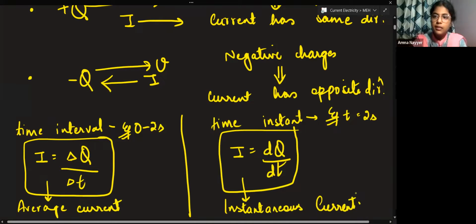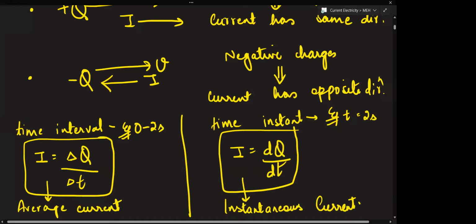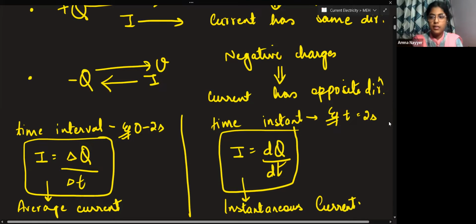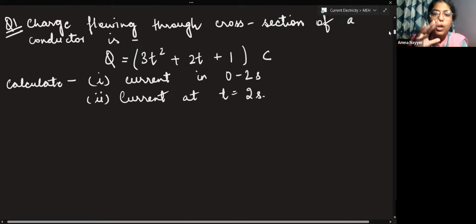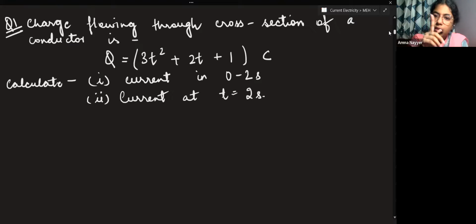Are we clear till here? Yes. Can you give me an example of calculating? Yes, I have the example with me. See, this is a question given to you. Q is 3t square plus 2t plus 1. You have to find, in the first part, the current between 0 to 2 seconds, and the current at t is equal to 2 seconds.